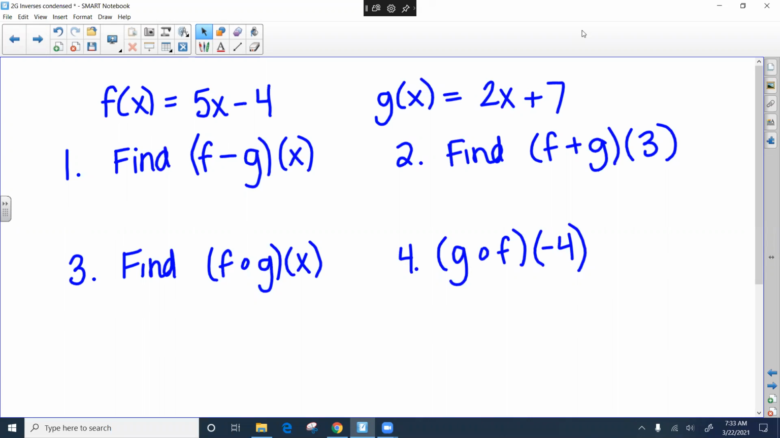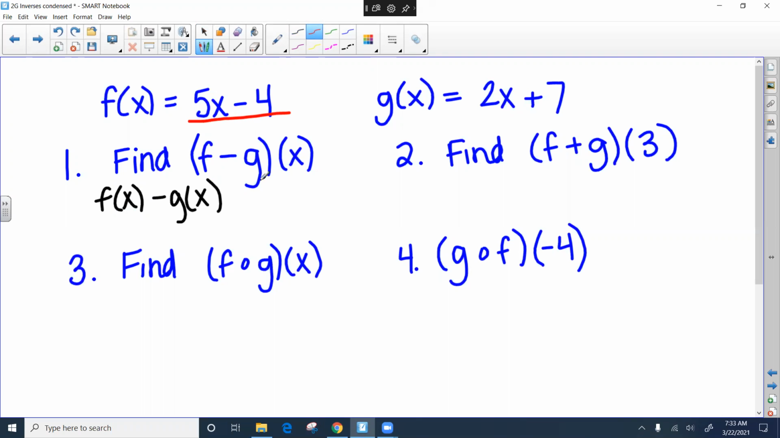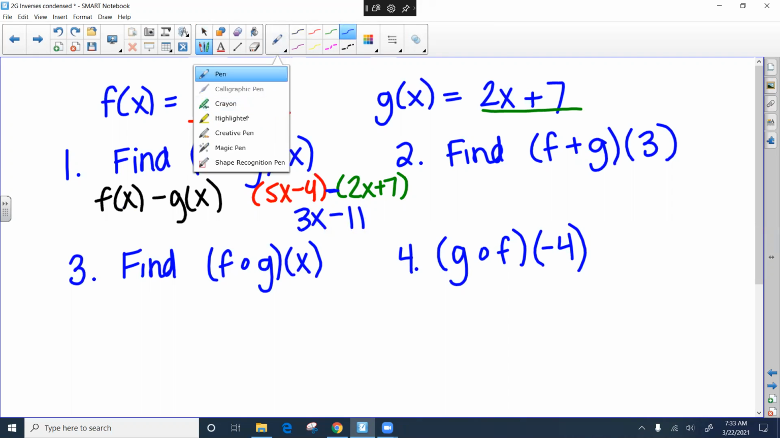All right, so number 1, this one looked really good. The notation is f minus g of x. So this means we're doing f of x minus g of x. So f of x is 5x minus 4, and g of x is 2x plus 7. When we subtract, we do have to be careful of our numbers, and most of you did get this. We should have got 3x minus 11 for number 1.